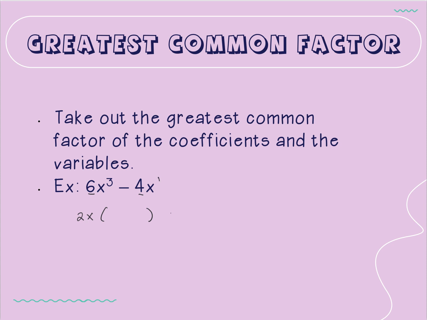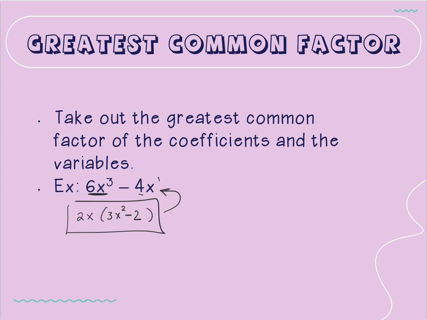And then how do we come up with the rest of it? Well, basically we take 6x cubed and we divide it by 2x. 6 divided by 2 is 3. X cubed divided by x is x squared. And we do the same thing with the 4x. 4 divided by 2 is 2, and x divided by x is 1, and so we're done. And so we figured out that when we factor out a 2x, we're left with 3x squared minus 2. So this here is the factored version of this expression.